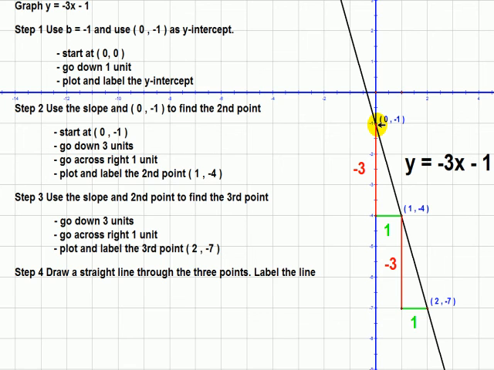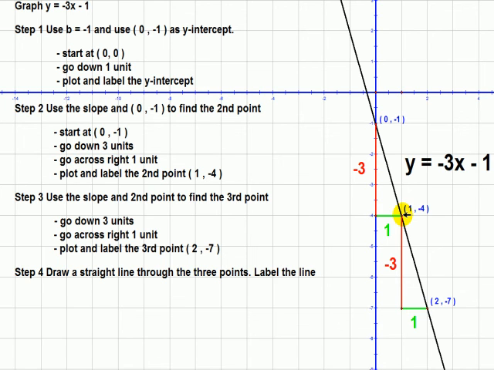To find the second point, we used the second step. We found the slope to be negative 3 over 1, and so we used 0, negative 1 and the slope to find the second point. So what did we do? We went down 3 units, and then we went across to our right by 1 unit, plotted the point, and labeled it as 1, negative 4.